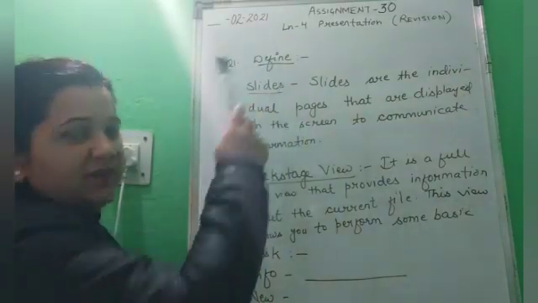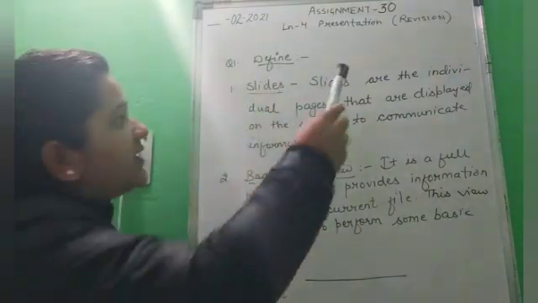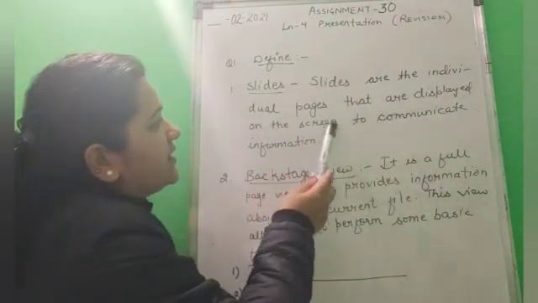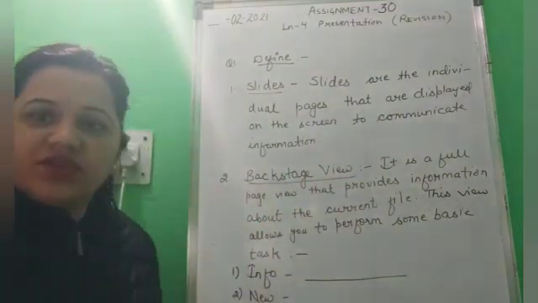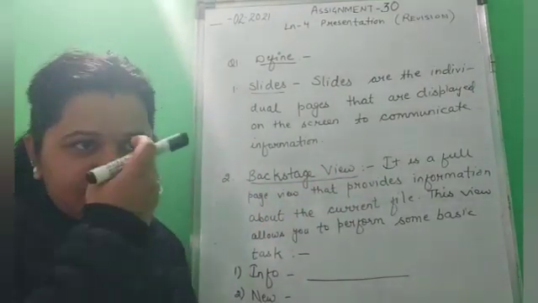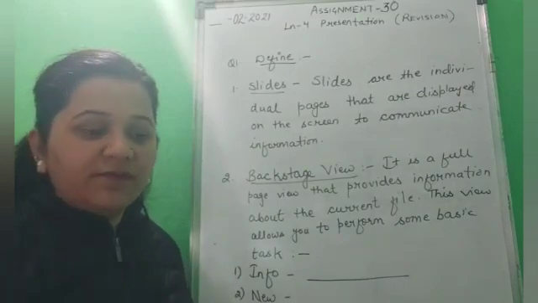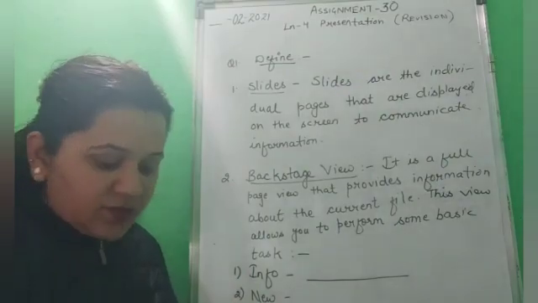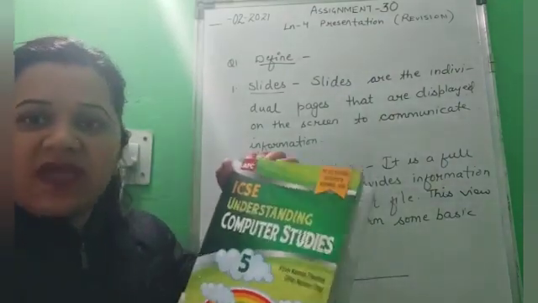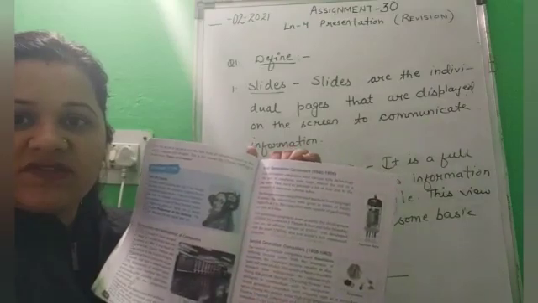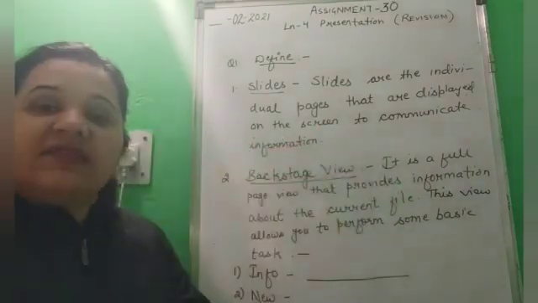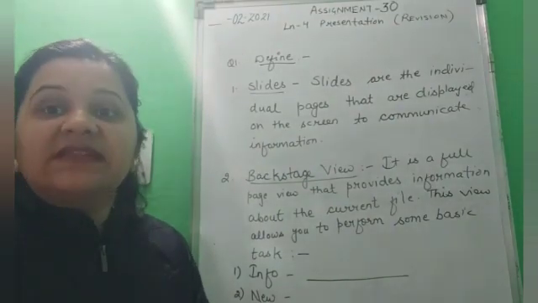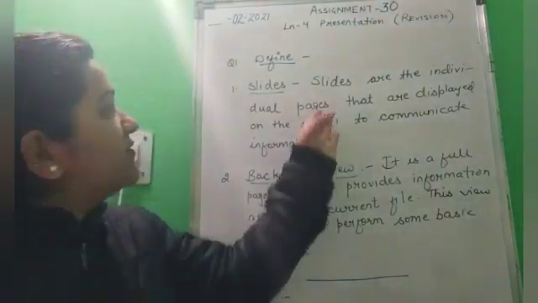Question 1, define. First is slides. Slides are the individual pages that are displayed on the screen to communicate information. Now children, as we know, we make a presentation to represent our views in an attractive way. Suppose this book has individual pages in which information is written in the form of text and images. The same way in presentation software, the information is written on slides. They are simply called individual pages.